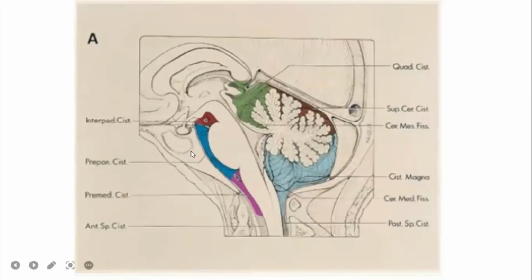Below is the blue-colored structure, which is the prepontine cistern. It is situated between the upper portion of the clivus and the pons, which lies posterior to it. Inferiorly is the pink-colored premedullary cistern. Posteriorly is the cisterna magna. Superiorly, this brown-colored structure is the superior cerebellar cistern, and the quadrigeminal cistern is the green-colored one. In this session, we will be discussing these cisterns.